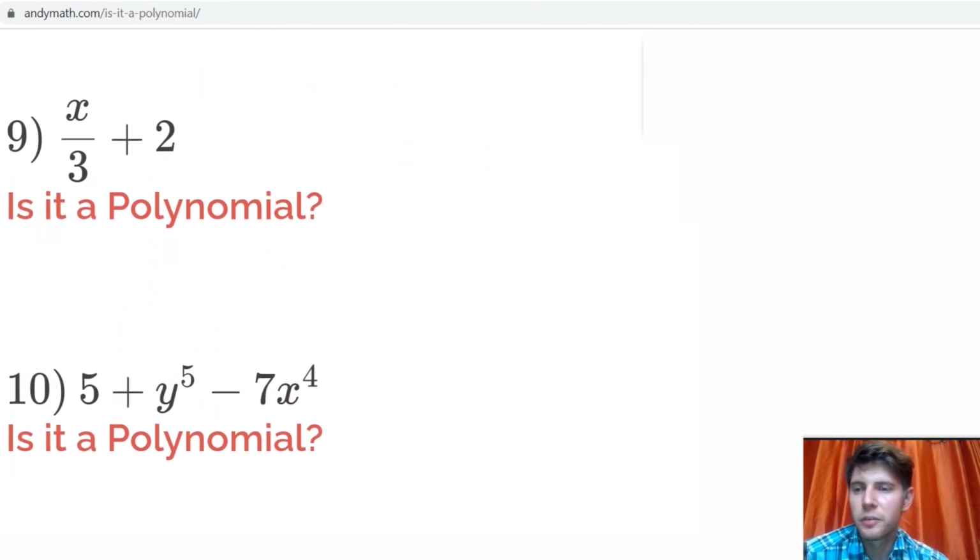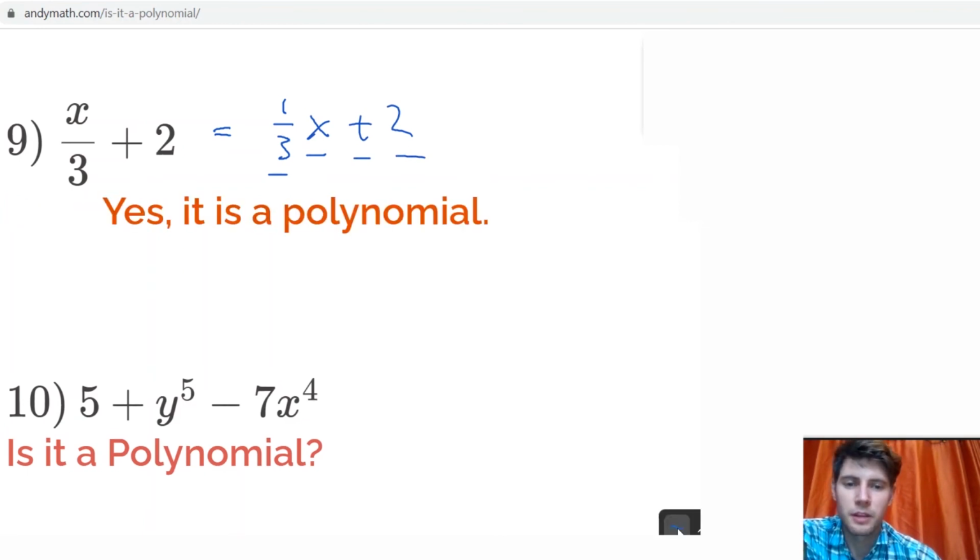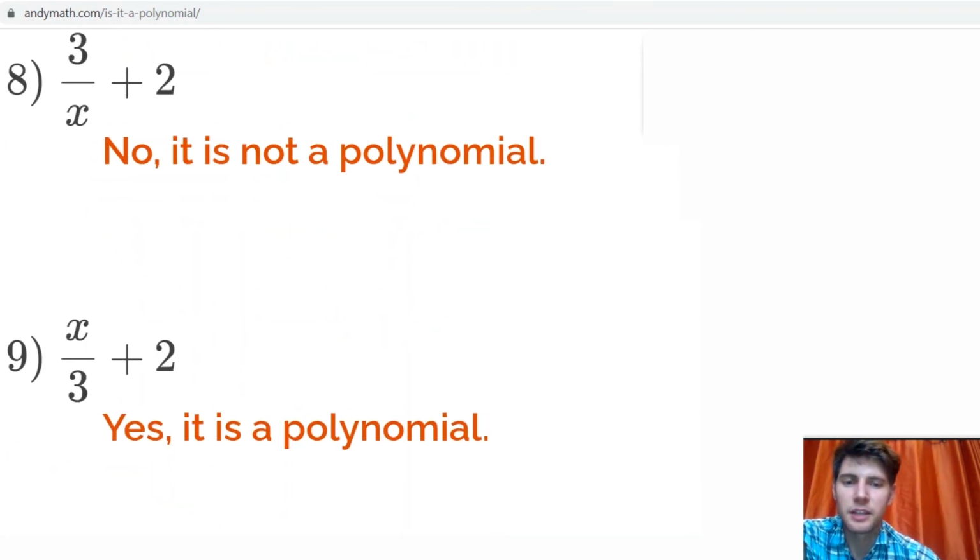Number 9. x over 3 plus 2. So even though this has a denominator, it's a number that's in the denominator. So that is totally okay. We could think of this as 1/3 x plus 2. In that case, it's just a number times a variable plus a number. And in that case, it is a polynomial. It's two terms, and the variable is not in the denominator. So this is totally okay, which is different than the one right above it with number 8. That was a no because it had a variable in the denominator. But a number in the denominator is totally okay.